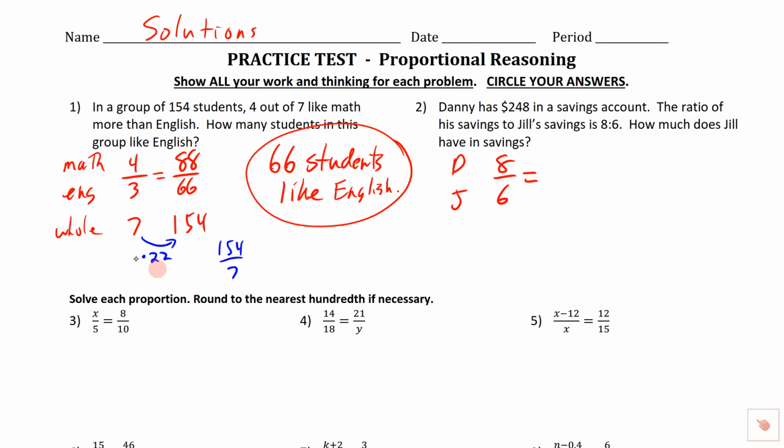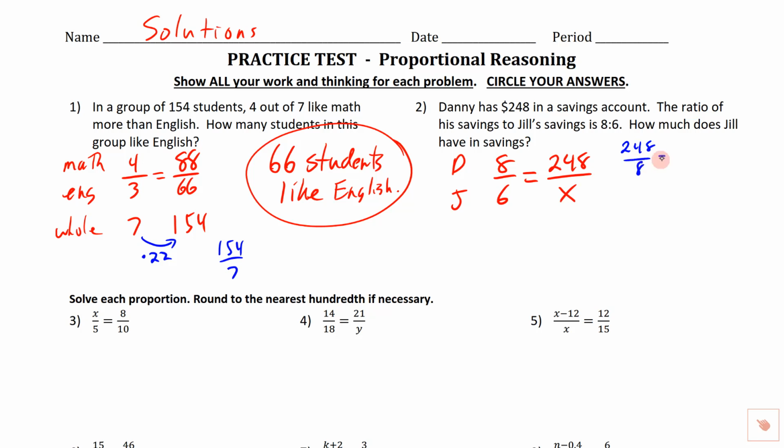So on this one, we don't need to worry about the whole here. It says he's got $248 in his savings account, and what we're missing is that number right there. So again, there are a couple different ways to do this. I'm going to do both. I'm going to solve this using a scale factor, and I'm also going to solve this using cross multiplication. So I'm going to take 248, and we're going to divide by 8.